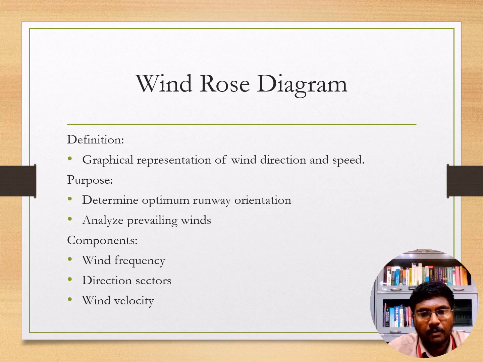There are 3 different components present in the wind rose diagram. They are wind frequency, direction sector and wind velocity. Again, the wind rose diagram is classified into 2 different types, type 1 and type 2. Type 1 shows wind direction and wind duration. Compared to type 1, type 2 gives detailed information about wind direction, wind duration and wind velocity.